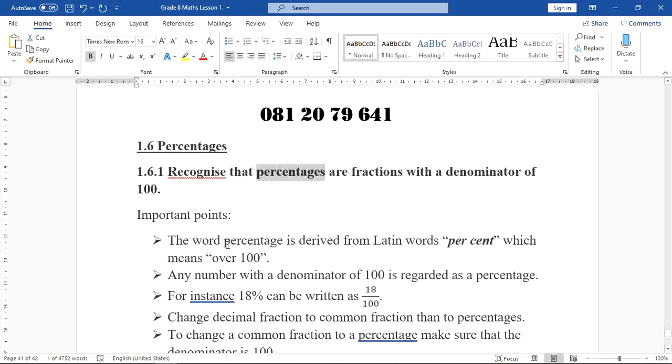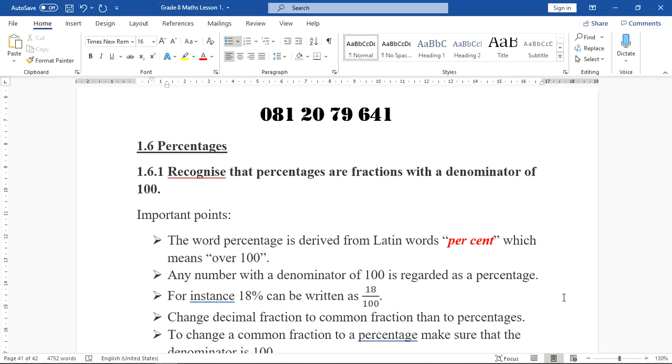The word percentage is derived from the Latin words per and cent, which simply means over 100. So the word percent simply means over 100. Any number with a denominator of 100 is regarded as a percentage. For instance, if I say 18%, that 18% can be written as 18 over 100. So any number that is written with a denominator of 100 is regarded as a percentage.